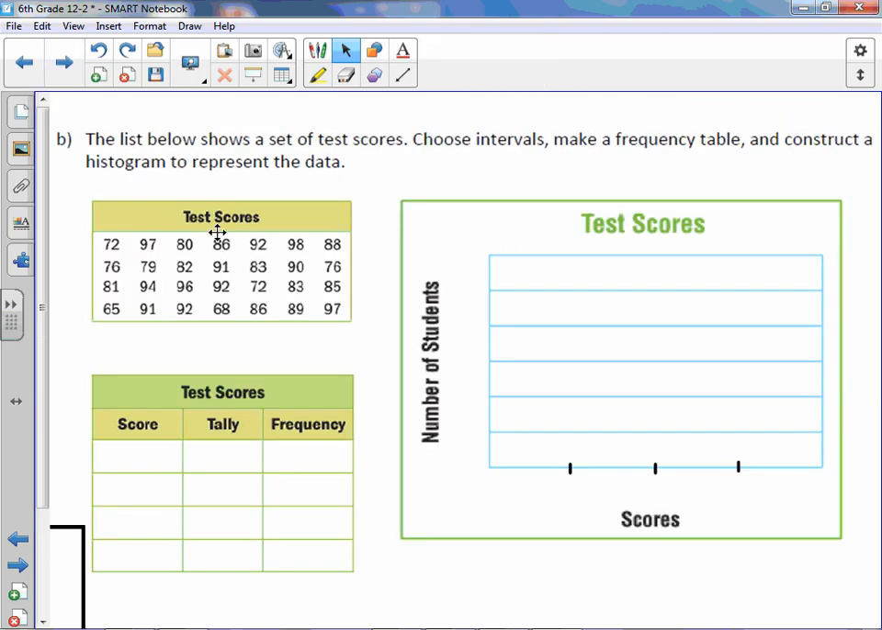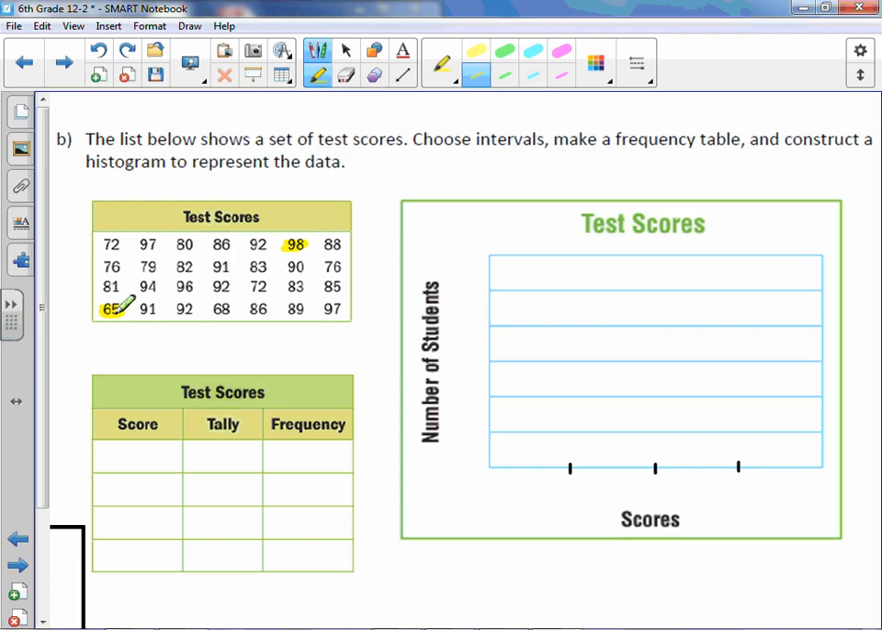Letter B. The list below shows a set of test scores. Choose intervals, make a frequency table, and construct a histogram to represent the data. So in order to choose intervals, we need to know our lowest number and our highest number. It looks like our lowest number is 65 here. And our highest, I have a 97, I have a 98, looks like 98. So we need to go from 65 to 98.